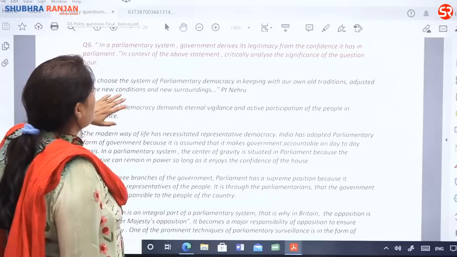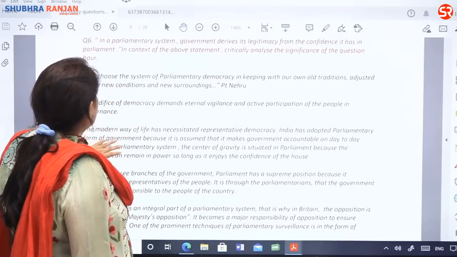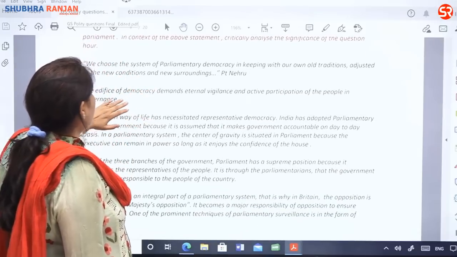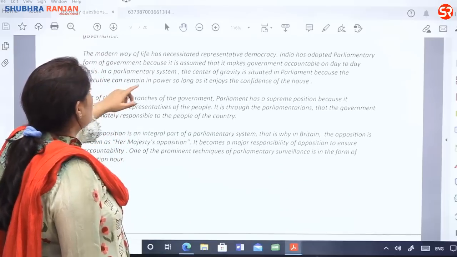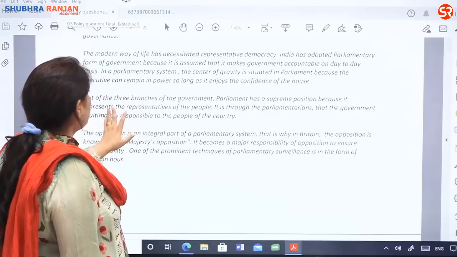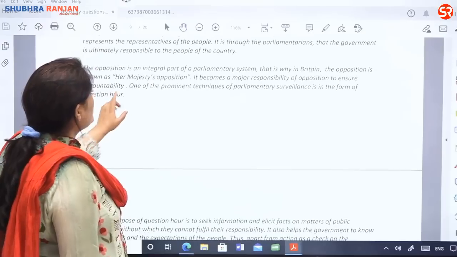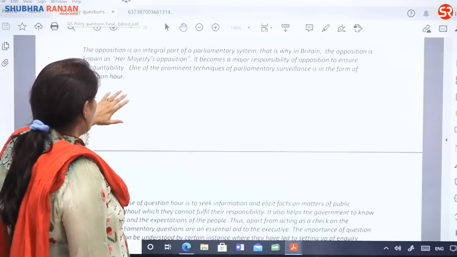We chose the parliamentary democracy in keeping with our old tradition, adjusted to new conditions and new surroundings, said Nehru. The edifice of democracy demands eternal vigilance. The modern way of life necessitates a representative government. Fine. And then out of the three branches, parliament has the supreme position. Opposition is an integral part. That is why you use the term Her Majesty's opposition.